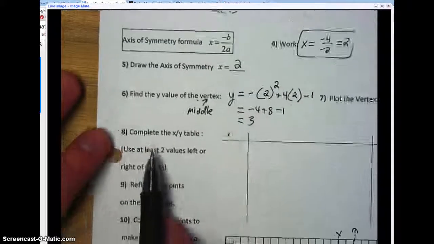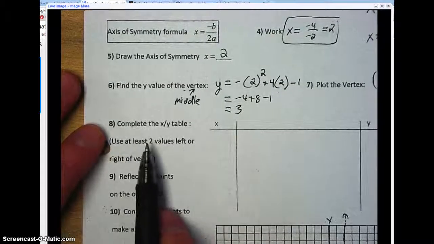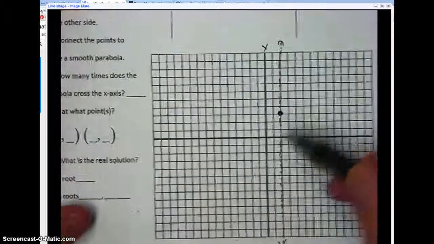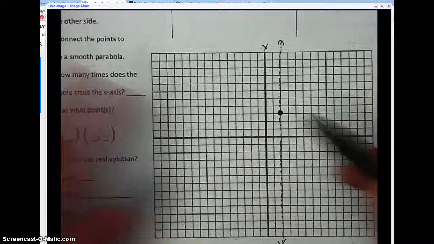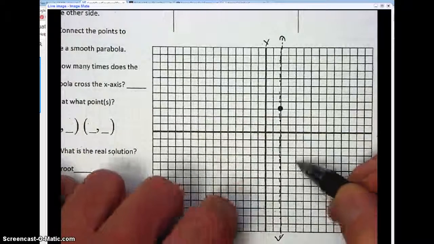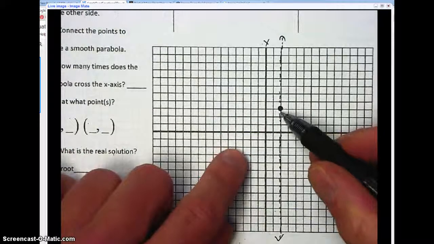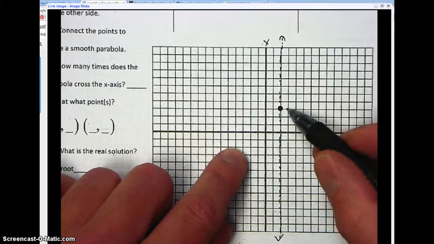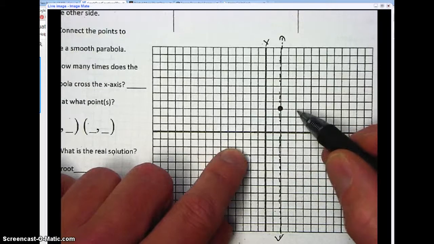Now on the number 8 it says complete the xy table. Use at least 2 values left or right of the vertex. Guys, you're going to be drawing a parabola, but you don't know if it's going to be like a fat parabola or a really skinny parabola. You just know that the middle of it's right here and the top of it's right there. Well, what you're going to do then is you're going to plug in numbers that are to the left or to the right, but you don't have to do both. How come?